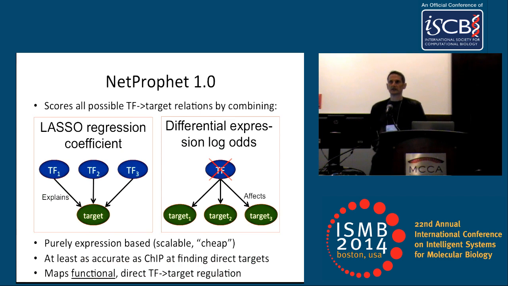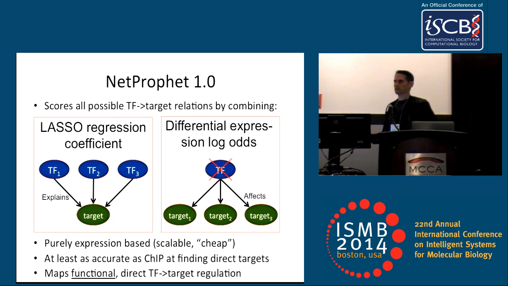As I said, the method we developed is called NetProphet. I'm not going to say a lot about that today because it was published already last year, and it's the subject of my highlights talk on Tuesday if you want to hear more about it. But I will briefly give you the intuitive idea behind it, and that is it ranks all transcription factor target pairs by a score that's computed by combining a lasso regression coefficient between the transcription factor's expression level and the target's expression level with a log odds that the target is differentially expressed when the transcription factor is deleted.